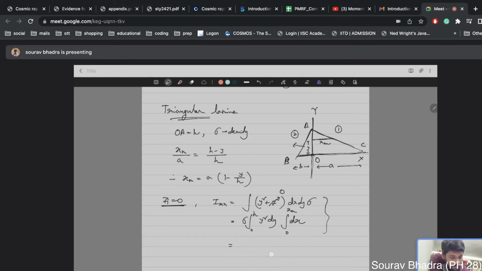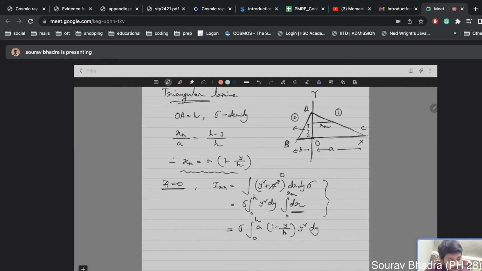So this is the independent integration 0 to xm, which will return you only the xm. Now if you put your xm in terms of y, that will give you 1 minus y by h, y square dy, 0 to h, right? So this is your integration, because your x was a dependent function of y. That's why you have to do the x integration separately, and then you have to carry out the y integration.